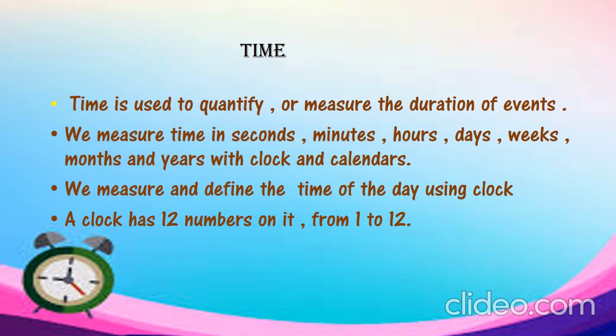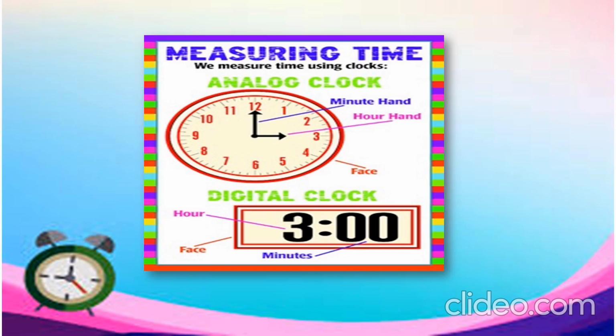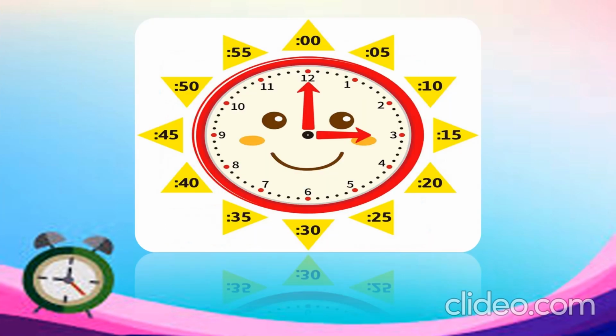A clock has 12 numbers on it, that is from 1 to 12. This is called the face of the clock. The short hand represents hours and the long hand represents minutes. Here in this clock, the short hand is pointing towards 3 and the long hand is pointing towards 12. That means it is 3 o'clock.